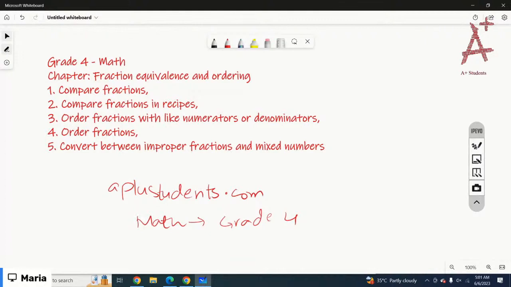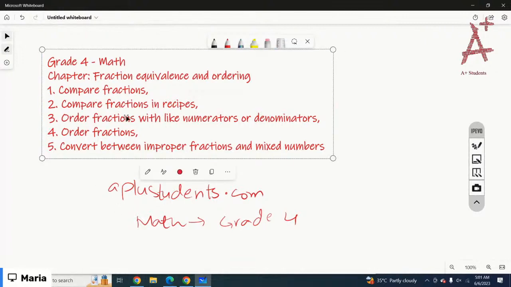There you can find a list of the chapters. We're going to start with the chapter fractions, equivalence and ordering. The lessons we're going to cover today are compare fractions and recipes, order fractions with like and unlike denominators, order fractions and convert between improper and mixed fractions. So let's start with the first lesson.